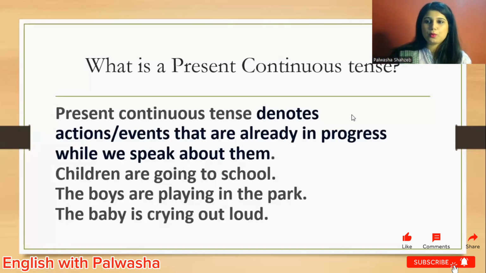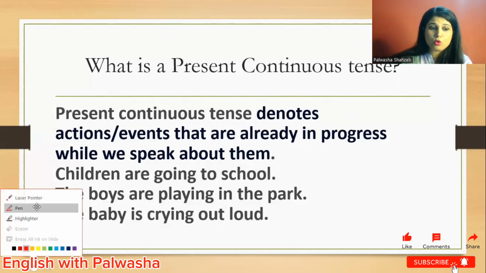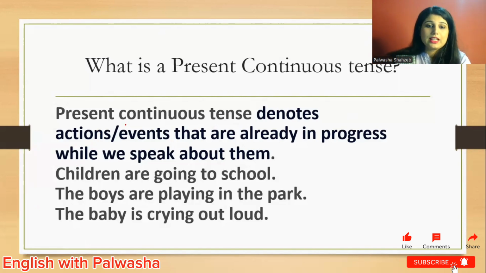So basically, we will be learning what a present continuous tense is, right? Present continuous tense denotes actions and events that are already in progress while we speak about them. Children are going to school. The boys are playing in the park. The baby is crying out loud. So what have you noticed till here? What is the most important thing you can see?